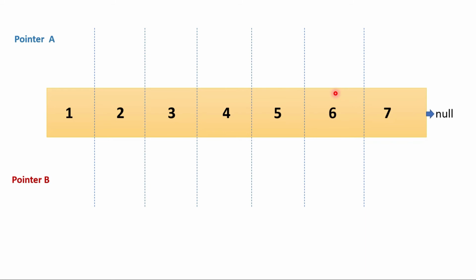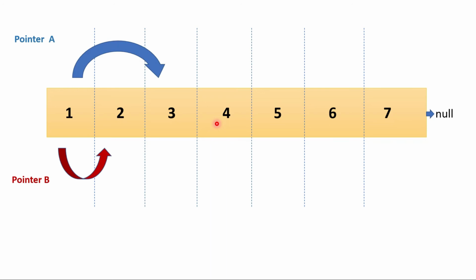Now we will take two pointers, both pointing to the head node. Pointer A I will move 2 steps at a time, and pointer B I will move 1 step at a time. When pointer A reaches the end, whatever is the position of pointer B will be my answer. Here we have a total of 7 nodes, so the middle node is 4, this one. Now I am starting both pointers.